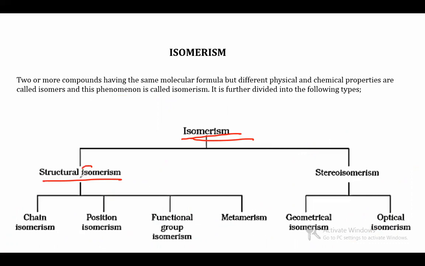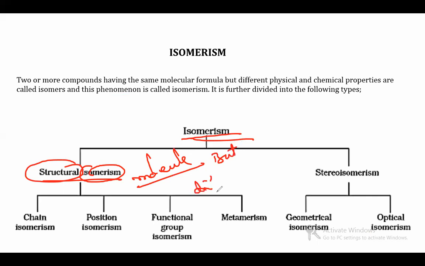Structural isomers: the molecular formula is the same but the structure is different. Two or more compounds having the same molecular formula but different structures are called structural isomers. What are structural isomers? Two or more compounds with the same molecular formula but different structural formulas, with a different structural arrangement.